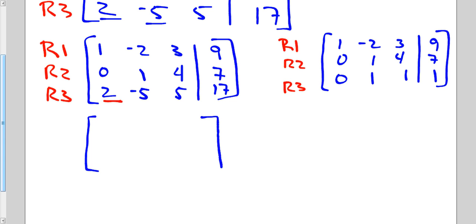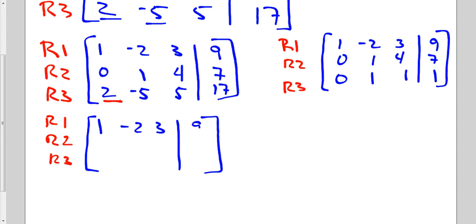I'm going to make my new matrix. Row 1, row 2, row 3. And I'm going to keep row 1 the same. It's 1, negative 2, 3, 9, 0, 1, 4, 7. Now, I'm figuring out my new row 3. I'm taking negative 1 times row 2 and adding it to row 3.